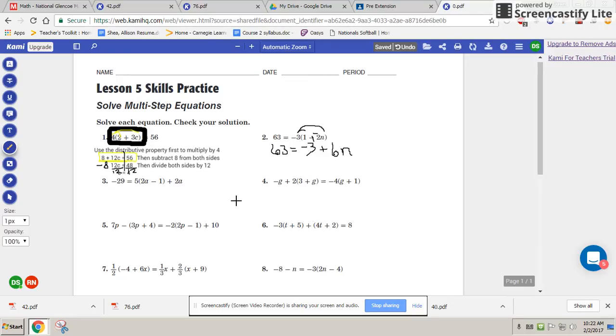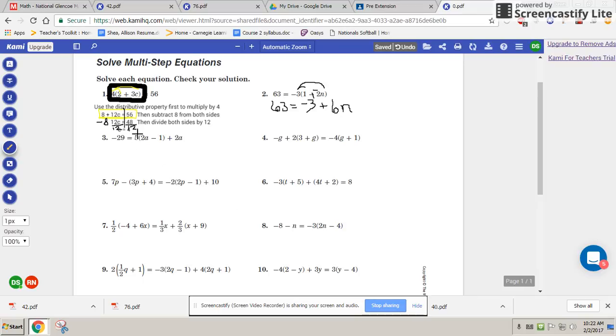Okay. When you get down to something like this, once you distribute, you're going to get 10a minus 5 plus 2a, and that equals negative 29. So in this case, before you can solve this, notice that we have like terms on the same side of the equal sign. 10a and 2a can be combined to be 12a minus 5 equals negative 29. And now you begin solving.